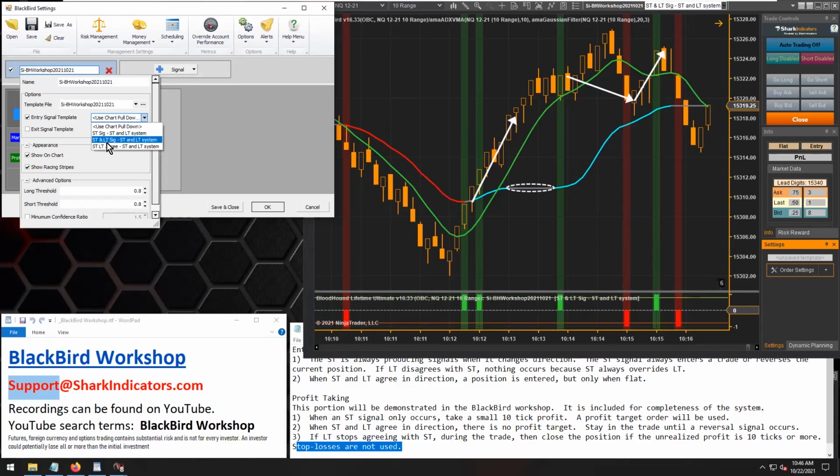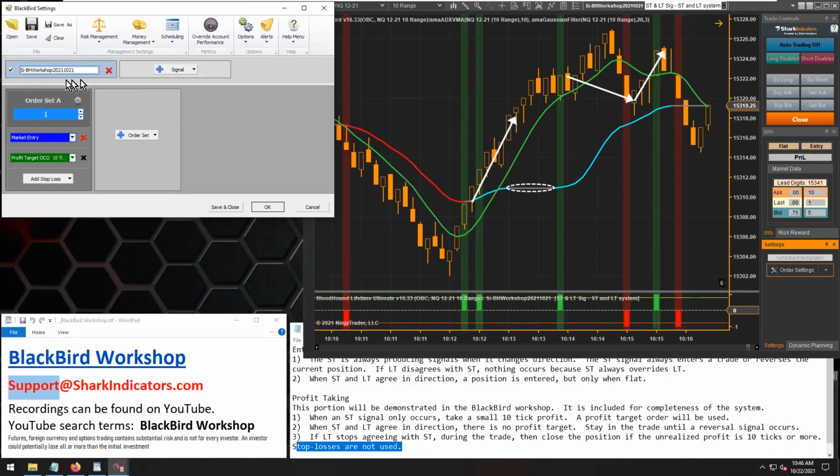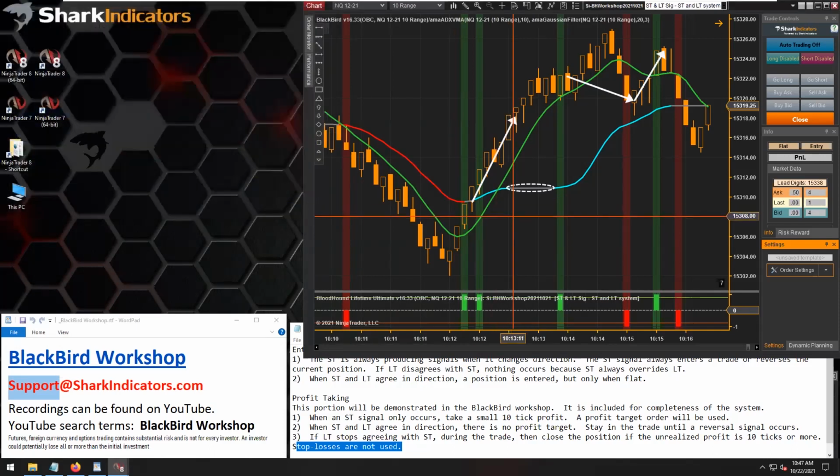So, the ST and LT signal is the one that we're going to use for the entry signals. And there's no exit signals here. So we have our BloodHound entry signals set up. So what I'm going to do now is click OK.